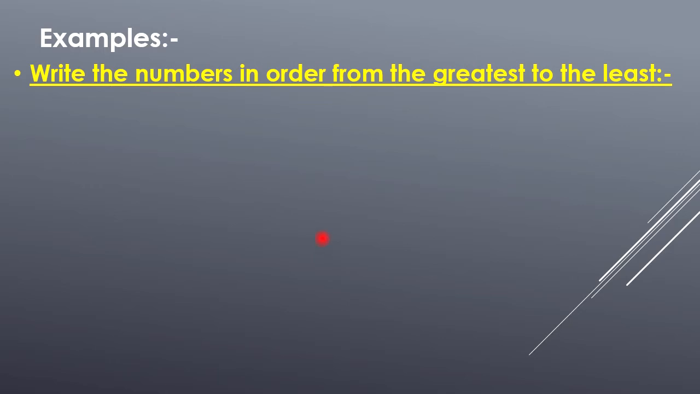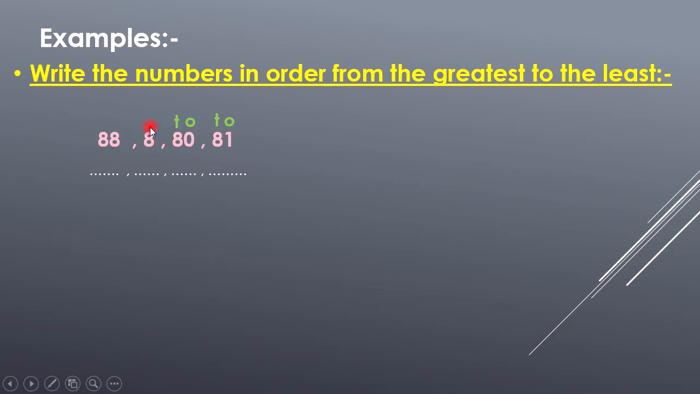Okay, let's see the first example. I have 88 and 8, 80 and 81. Okay, at first we should put the homes. 1 in ones home, 8 in tens home, 0 in ones home, 8 in tens home.